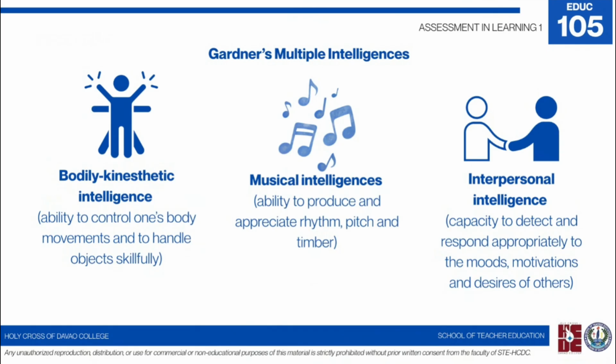Next one is the musical intelligence. This is the ability to produce and appreciate rhythm, pitch, and timbre. These are your music smart learners. They are deeply sensitive to sound patterns and may learn more effectively when information is presented rhythmically or musically. You may notice them tapping rhythms absent-mindedly, humming while working, or connecting new content to a song they already know.